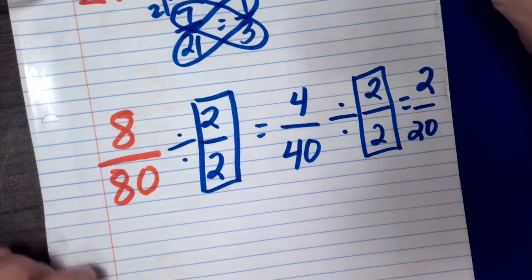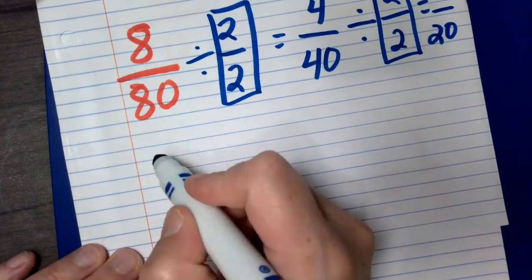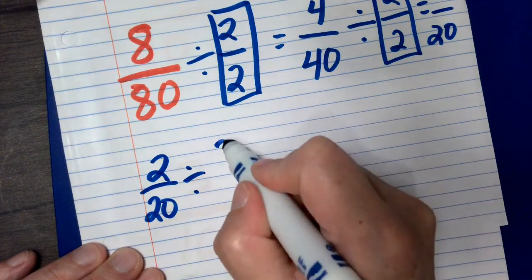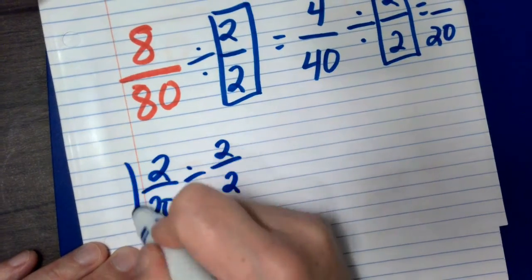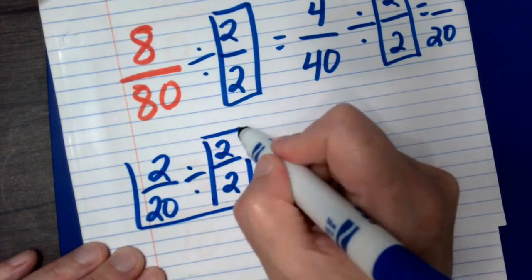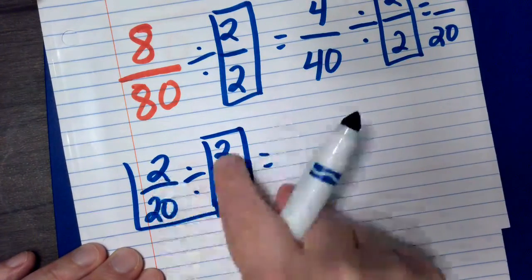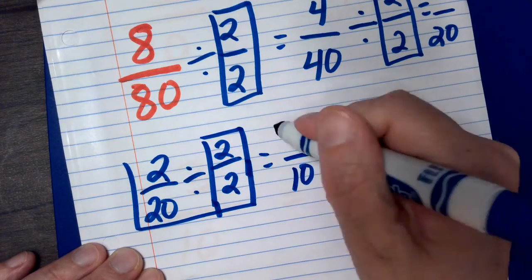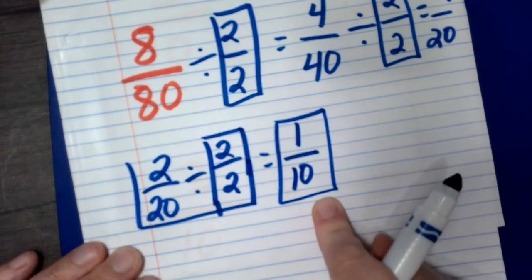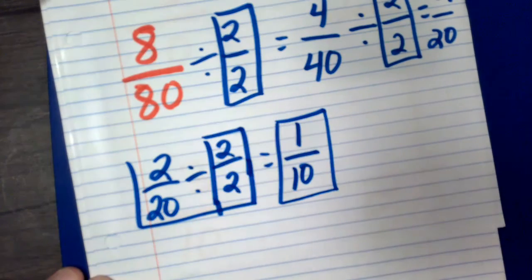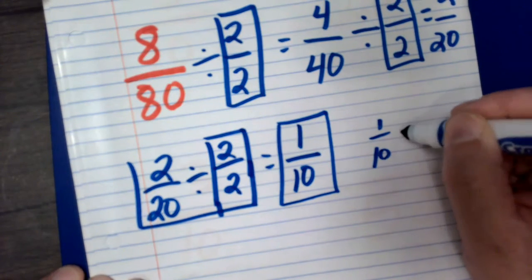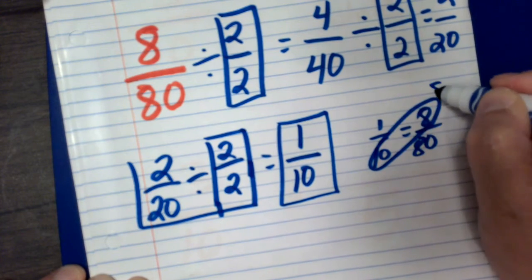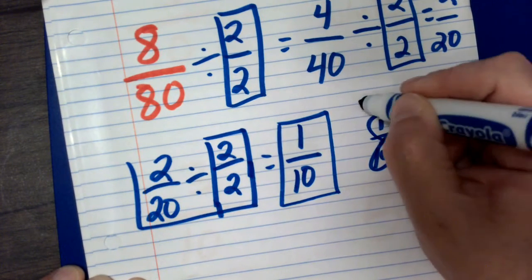That means I can still reduce further. So I'm going to rewrite my 2/20ths here, and I'm going to divide again by 2. And I have 2 divided by 2 is equal to 1. 20 divided by 2 is equal to 10. So 1/10 is the same thing as 8/80ths. So I can put that over here. I can test that out by multiplying. 10 times 8 is 80. 1 times 80 is 80.